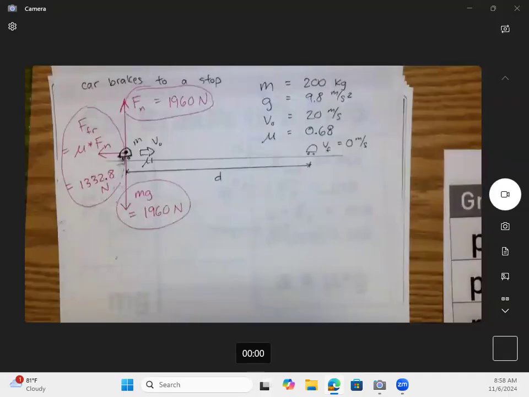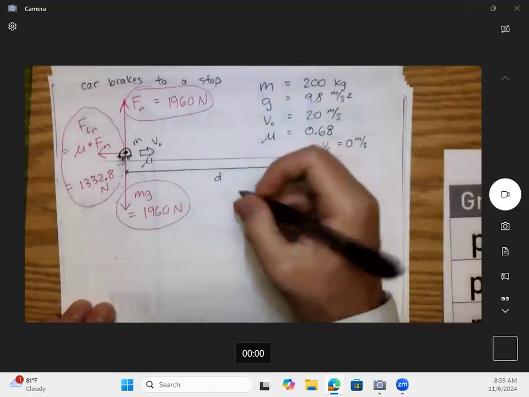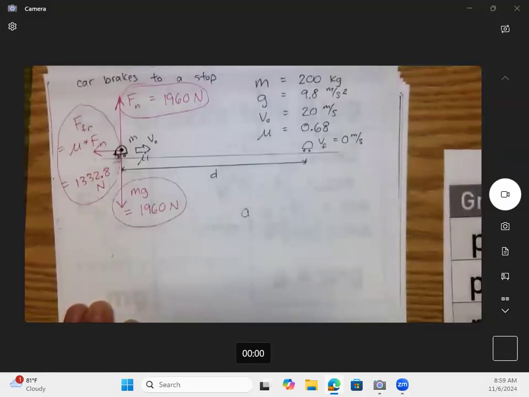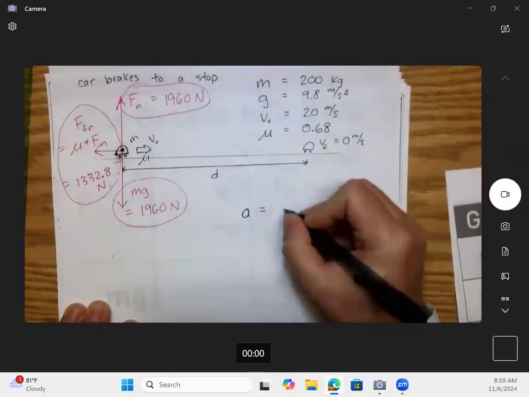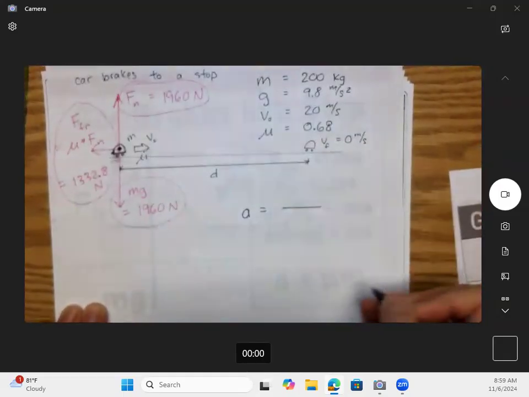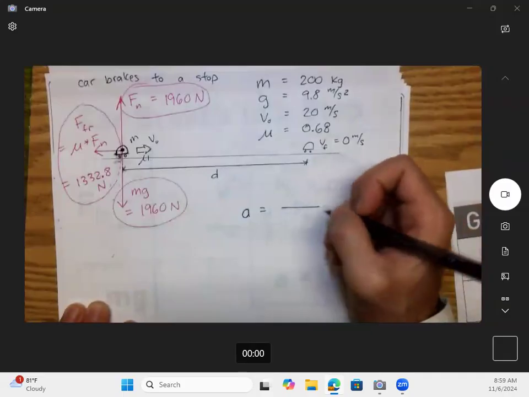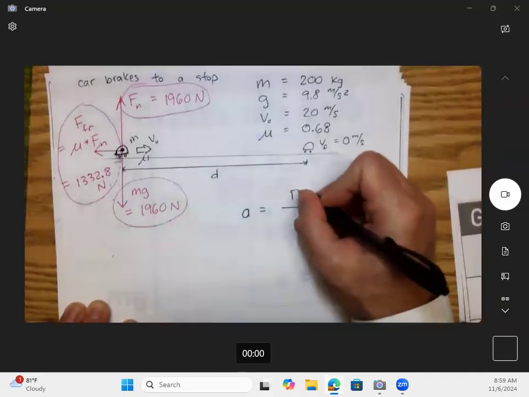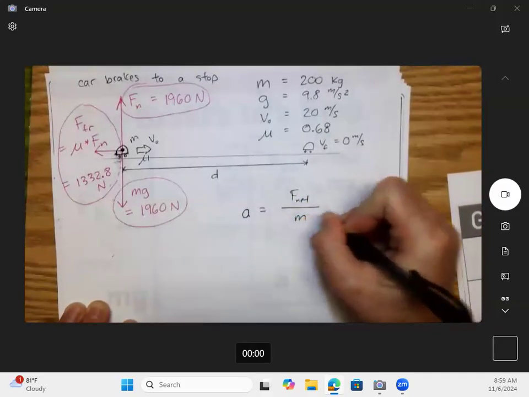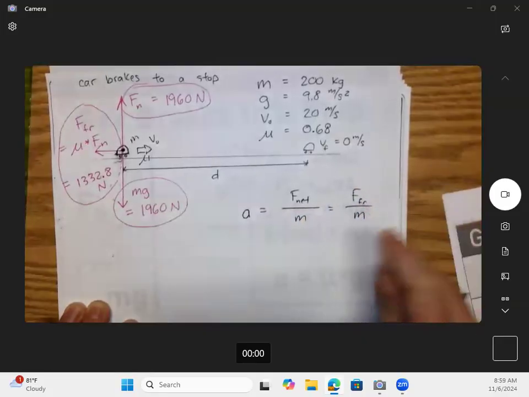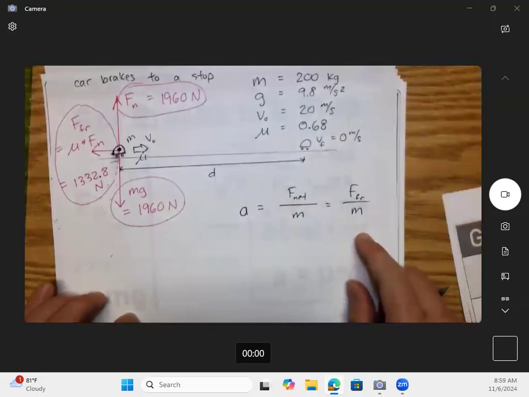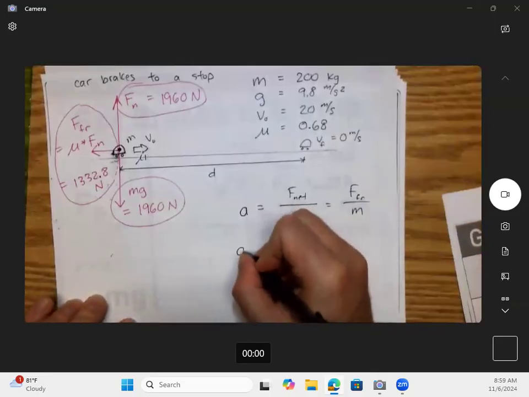The acceleration. Yeah. Of course, it's going to be a negative value because the car's slowing down. And how am I going to get that? Acceleration equals, what's the formula that I can use to find acceleration? F equals ma. Rearrange it. I'll get the net force acting on the mass. And you just told me the net force is the friction force. So it's really friction force on mass, and we have numbers for those. Let's plug in some numbers here.